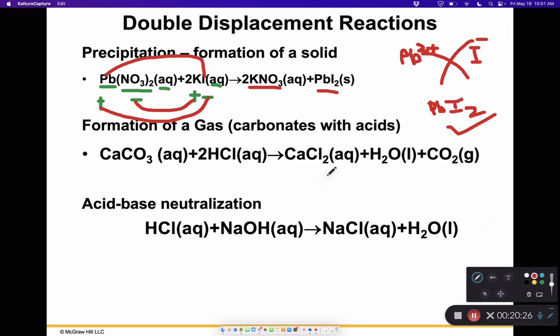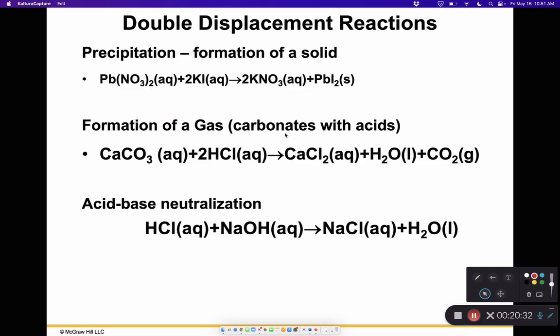Let us now show you another reaction, which is formation of gas. Whenever we have carbonates, then with acids it will form some gas, which is also a double displacement reaction. Let me show you how. Let us say you have calcium carbonate, you have some chalk powder. Calcium carbonate is the lime chalk.